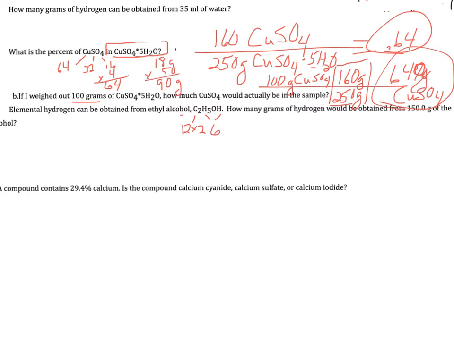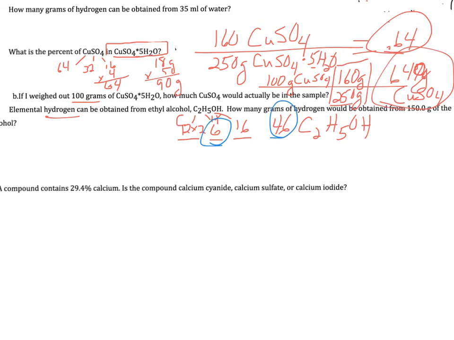So this is the carbon, this is the hydrogen, and for oxygen, it's 16. If we add that all up, this is 24 plus 6 plus 16, right? That's going to be 46. So 46 is the mass of the alcohol, C2H5OH. And the question is, how much hydrogen can we get from that? From that, hydrogen is 6 out of the 46 grams.